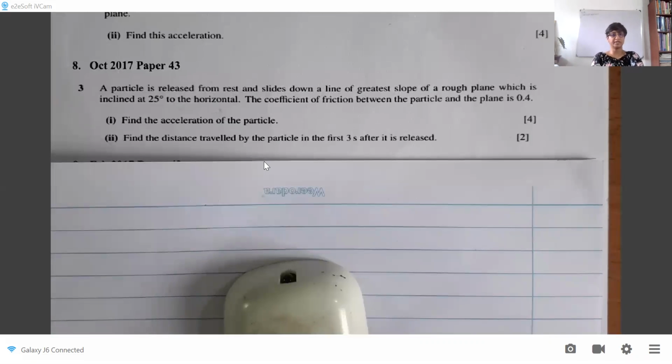A particle is released from rest and slides down a line of greatest slope of a rough plane, which is inclined at 25 degrees to the horizontal. Mu is 0.4. Find the acceleration of the particle. Can we have a diagram for this?